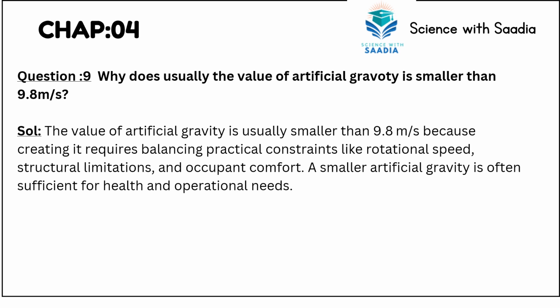Next question, we have question number 9, which is why is the value of artificial gravity usually smaller than 9.8? 9.8 जो है वो हमारी नॉर्मली वैल्यू है, तो आर्टिफिशियल ग्रेविटी की लेस क्यों होती है 9.8? So the answer is the value of artificial gravity is usually smaller than 9.8 because creating it requires balancing practical constraints like rotational speed, structural limitations, and occupants' comfort.